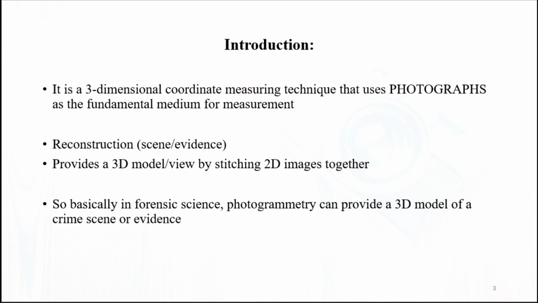Starting with the introduction, when we say photogrammetry, it is basically a three-dimensional coordinate measuring technique that uses photographs as the fundamental medium for measurement. Photogrammetry helps in reconstruction, especially in forensic science when we are looking at a scene or an evidence. So it gives us a 3D model or a view by stitching 2D images together. So basically what we are saying is that in forensic science, photogrammetry can provide a 3D model of a crime scene or an evidence, which is helpful in crime scene reconstruction.